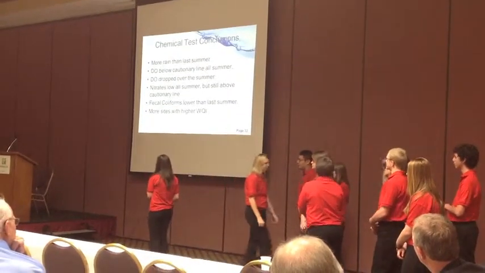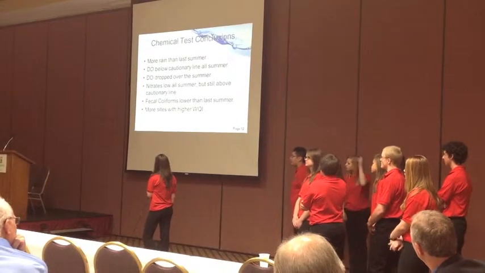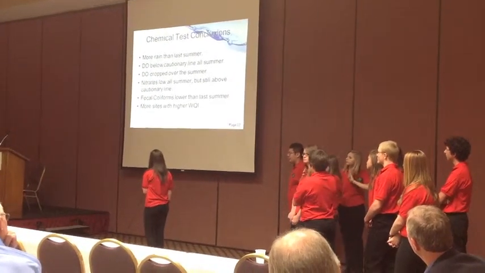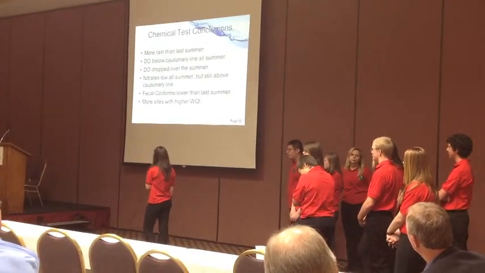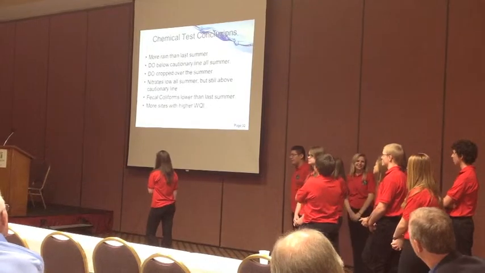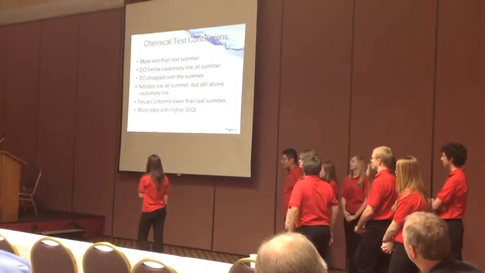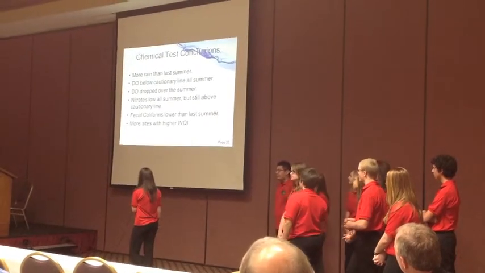Chemical test conclusions. We had more rain than last summer. DO was below cautionary line all summer. DO dropped over the summer. Nitrates were low all summer, but still above the cautionary line. Fecal coliforms were lower than last summer, and more sites had higher WQIs.